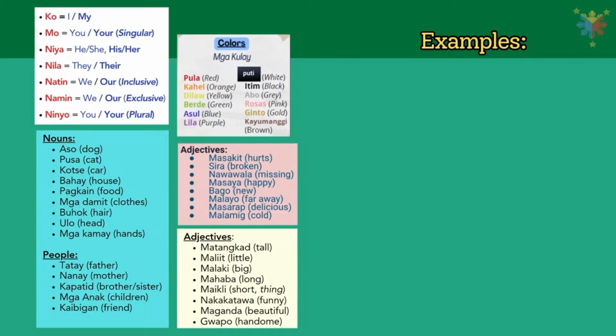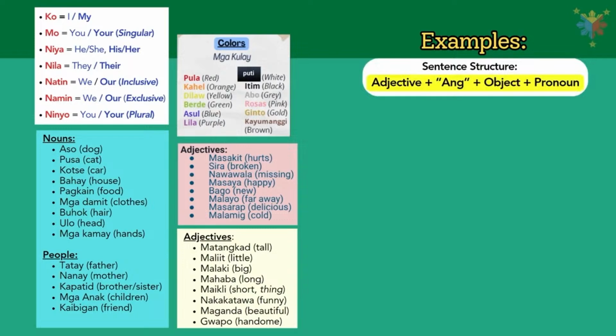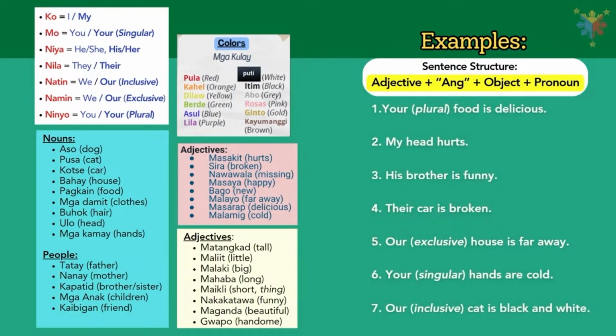Now here is the sentence structure for using these possessive pronouns. So first comes the adjective, then it's the word ang, which means is or are, then it's the object, and then it's the pronoun. So let's take a look at some examples.